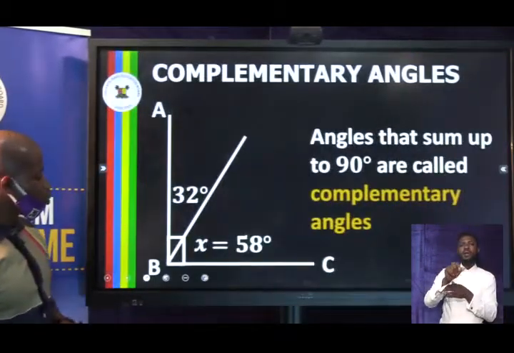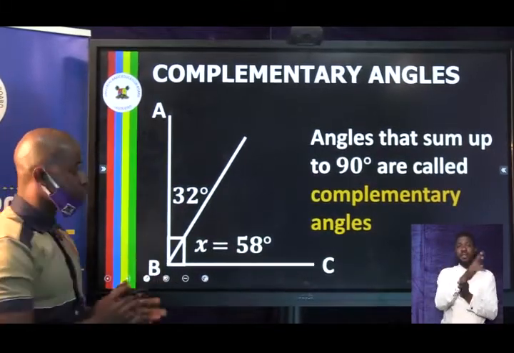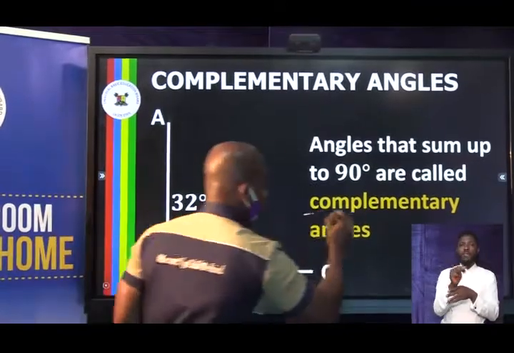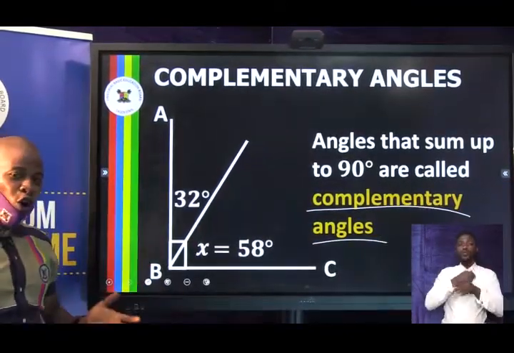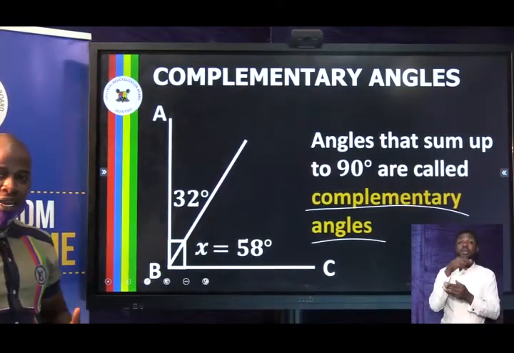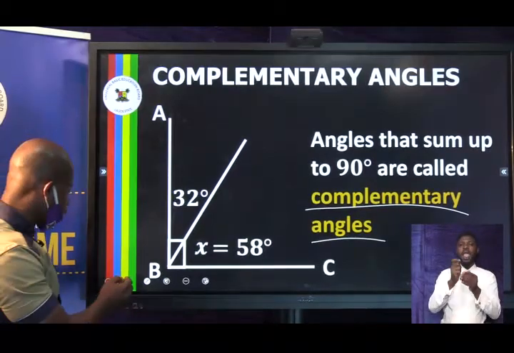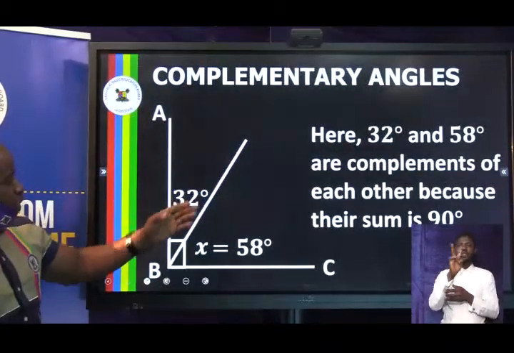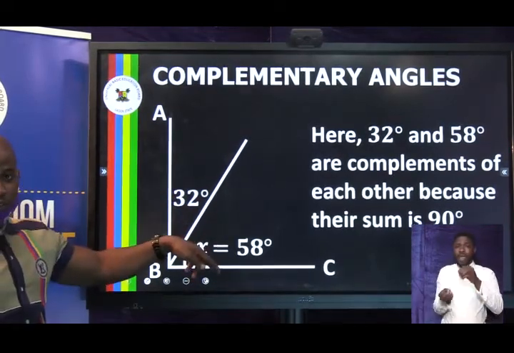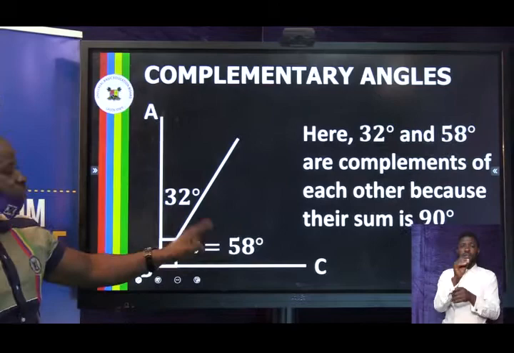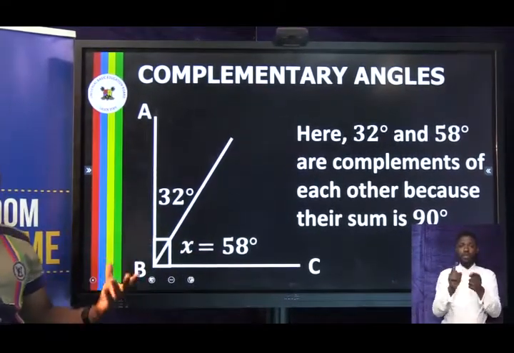Now, these angles, 32 and 58, that you add up and they give you the right angle, we call them complementary angles. Say complementary. Complementary angles. So in this case, 32 is the complement of 58 because 32 will add to 58 to get 90. 58 is also the complement of 32 because 58 will be added to 32 to get 90.